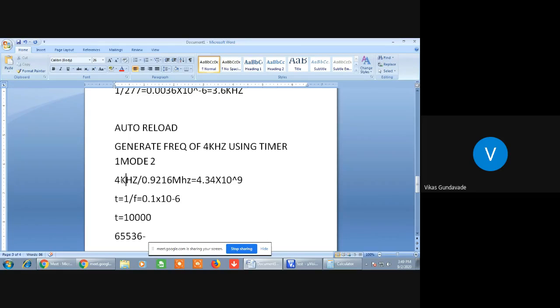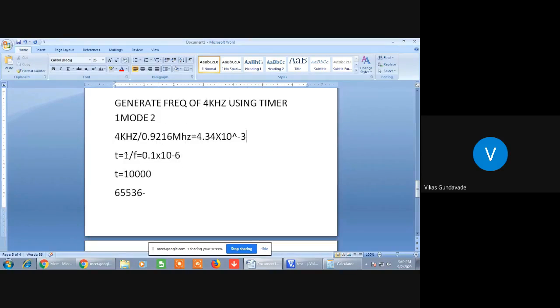So 4 into 10th power 3. And here it is megahertz, 10th power minus 6. But sorry, it is divide, sir. I have made the mistake here. It is 10th power 6. So when it goes up, it will be 10th power minus 3, right?